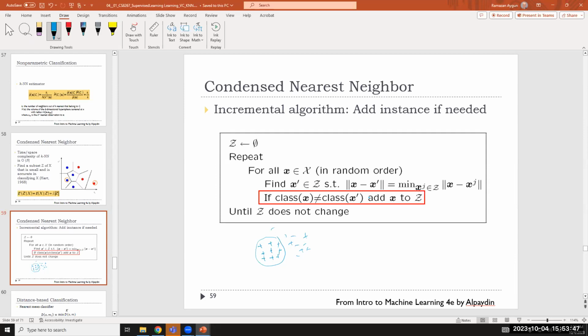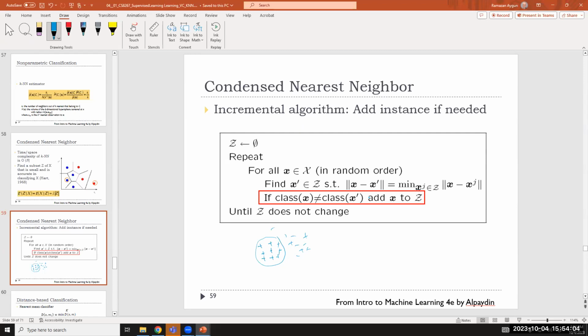Just pick something, one representative data point. This is a selection method. You find the closest X prime, the closest one, and you check the class of it. Okay, you check the class.